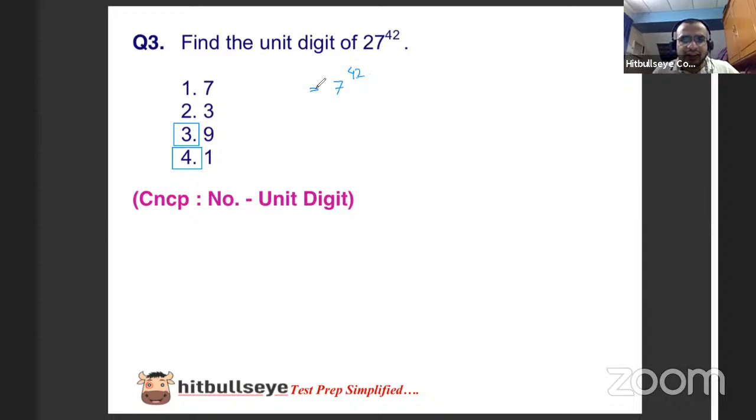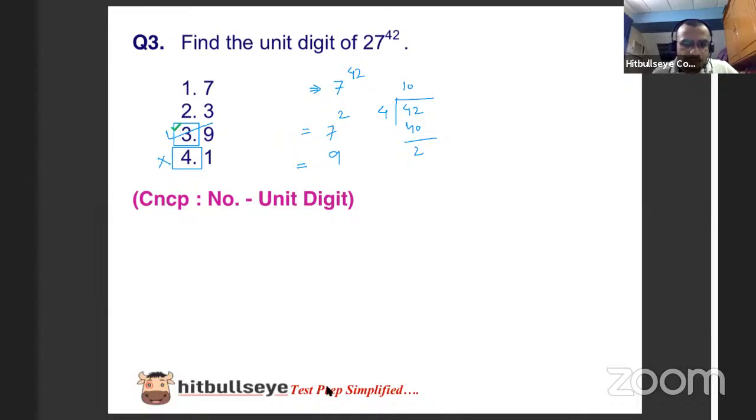First thing is this. And then for 7, I know the cyclicity is 4, right? So I can replace the power by the remainder, which is 7 raised to the power 2, which is, now I know it is going to be 9. 7 sevens are 49. Third option is the right answer, not 4. Please check.